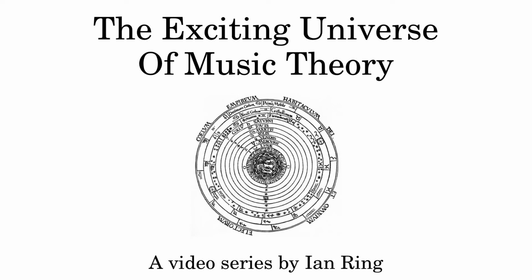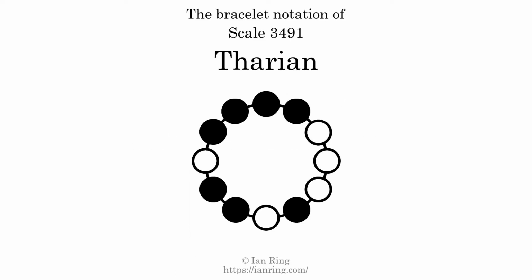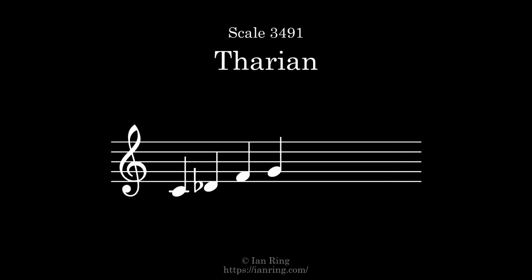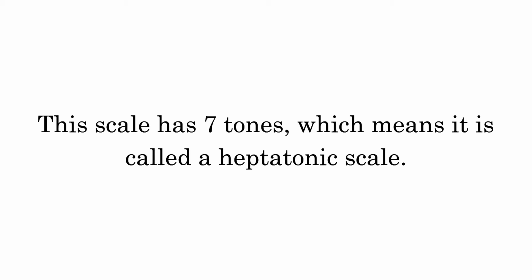Welcome to the exciting universe of music theory. Are you ready to learn? Then let's begin. Today we will talk about scale 3491, Tharian, which sounds like this. This scale has 7 tones, which means it is called a heptatonic scale.